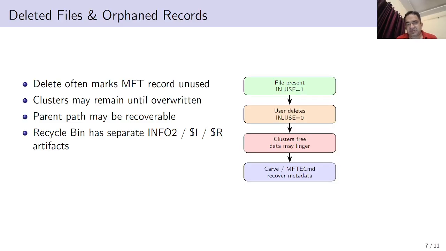Deletion typically clears the in-use flag rather than instantly wiping content. Clusters remain until reallocated. Parent path recovery and Recycle Bin artifacts $I and $R add context. For example, a user deletes a file at C:\Temp\steal.ps1. MFTECmd still shows the record with in-use false and the original path. If the clusters are free, carving or remnant strings may recover script content for confirmation.